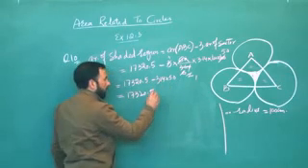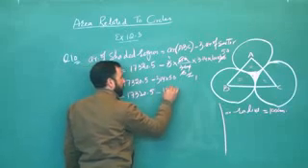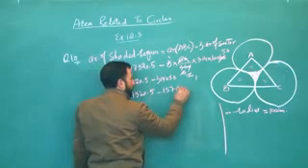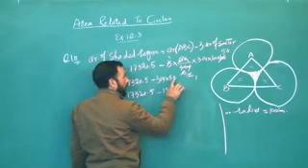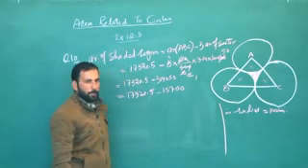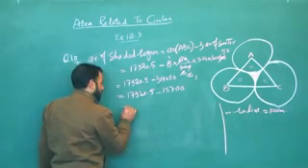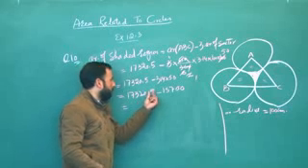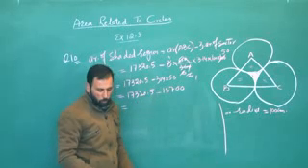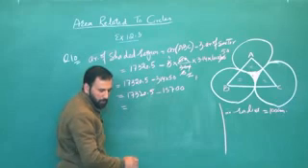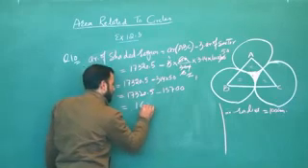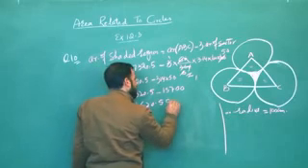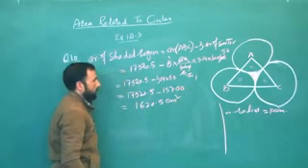When you multiply 314 into 50, you get 15700. Then after taking the subtraction, 17320.5 minus 15700, we get here 1620.5 square centimeter is the area of the shaded region.